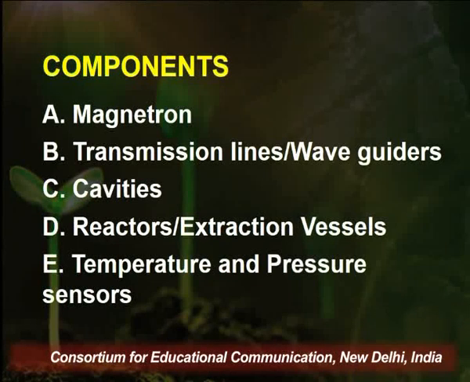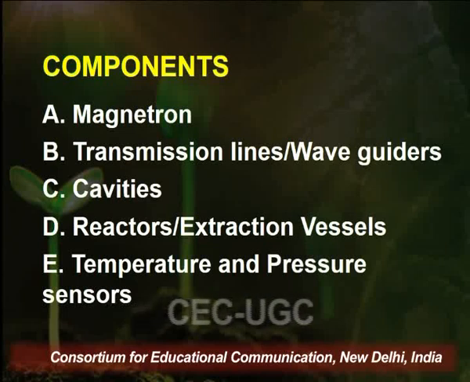So these are a few points one has to consider while designing a microwave reactor, apart from other technical details. Now we move on to the components of the microwave, and these components are the magnetron. As I told you, the magnetron is the heart of the microwave. Then transmission lines or the waveguides, which guide the microwaves towards the cavities. Cavities are the open areas where the extraction vessels are kept.